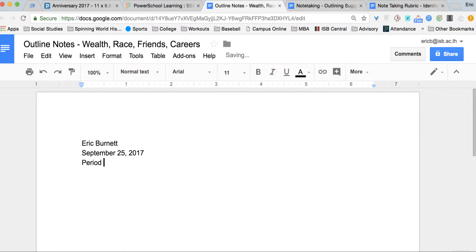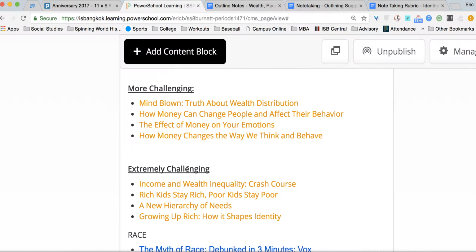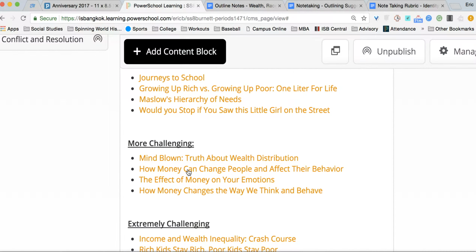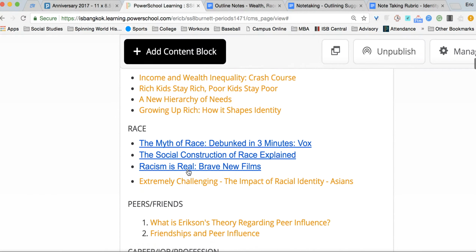The period 3. So down a couple lines, and you're going to have so many different documents throughout your school experience. You want to make sure everything's properly labeled. And again, this was outline notes, wealth, race, friends, careers. Now, eventually, you're going to be looking at these articles on Haiku, and you're going to be taking specific examples and relevant information and putting it into the correct outline category.